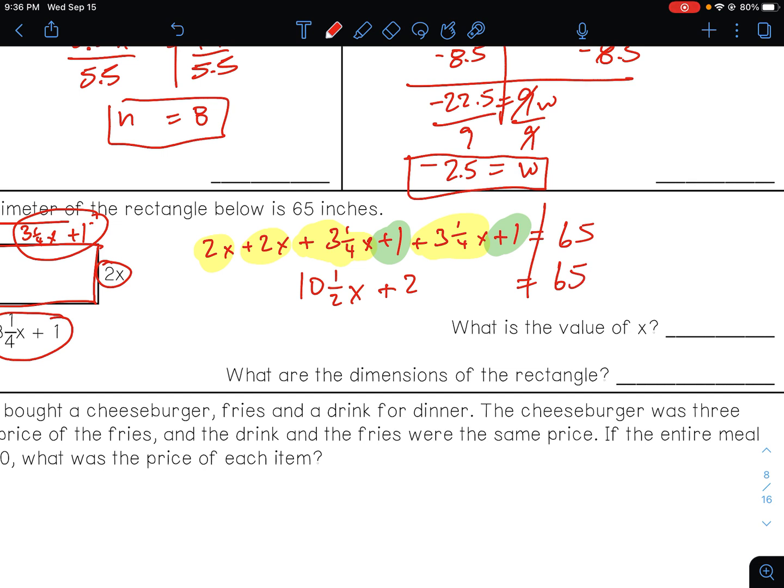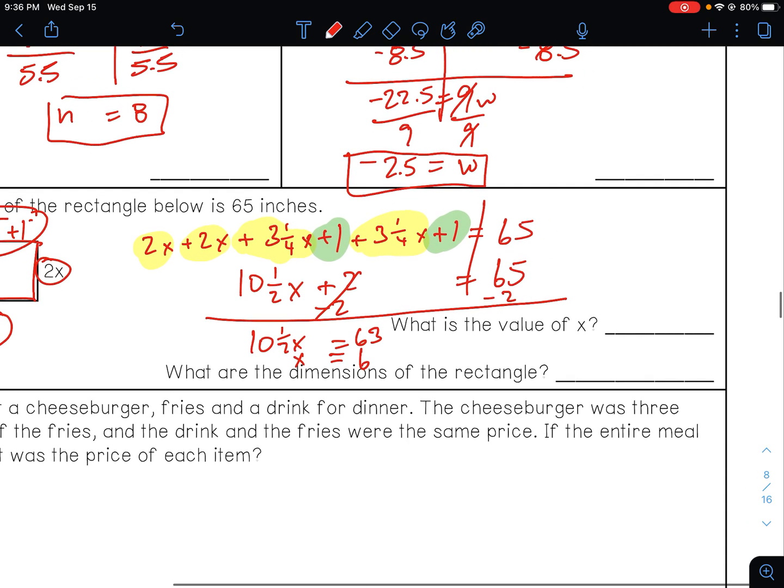Isolate the variable. I have 10 and a half x. Get that by itself, so I need to get rid of the plus 2 by minusing 2. That cancels. I'm going to bring it all over. 10 and a half x is going to equal 63. Divide both sides by 10 and a half, or 10.5, so 63 divided by 10.5 is 6. Wow, I didn't know we'd have a nice round number. So x equals 6.